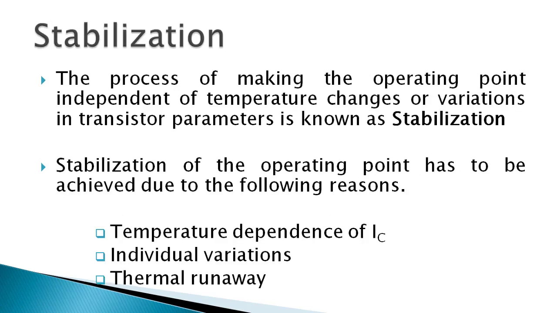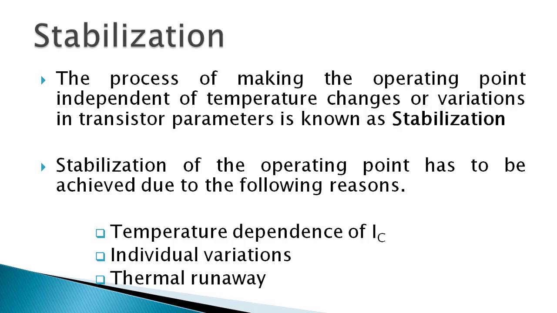The process of making the operating point independent of temperature changes or variations in transistor parameters is called stabilization. The leakage current as well as the base emitter voltage change depending upon the temperature, so we are going to compensate these variations. The stabilization of the operating point has to be achieved due to the following reasons. The first reasons are temperature dependence of IC, individual variations, and thermal runaway. So we are going to see them one by one.